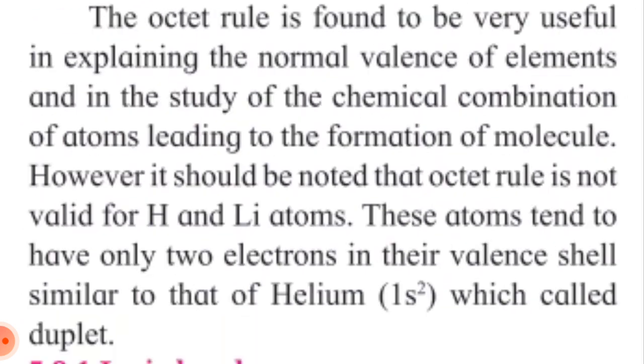The octet rule is found to be very useful in explaining the normal valence of elements and in the study of the chemical combinations of atoms leading to the formation of molecules. However, it should be noted that the octet rule is not valid for hydrogen and lithium atoms. These atoms tend to have only two electrons in their valence shell, similar to that of helium, 1s2, which is called a duplet.